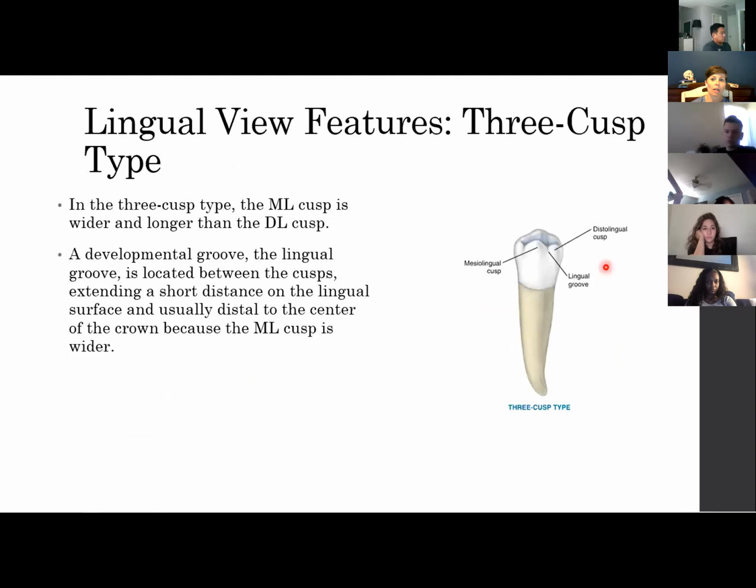All right, so let's talk about the lingual view on the 3 cusp type, okay? So in the 3 cusp type, there is a mesiolingual cusp, and then there is a, let's make sure.